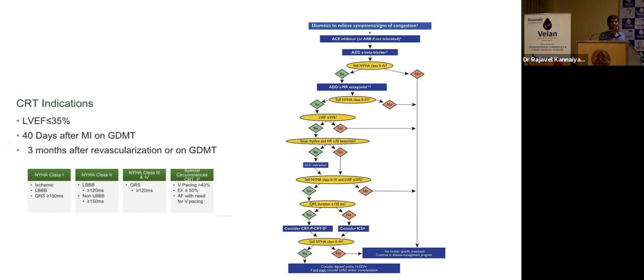CRT is not indicated for heart failure with a narrow QRS unless in certain conditions, like persistent or permanent AF with rapid ventricular rates, unable to tolerate the AV conduction blocking medicines, and those who require AV junction ablation. Then, irrespective of the QRS duration, we can go for CRT implantation. Next slide.